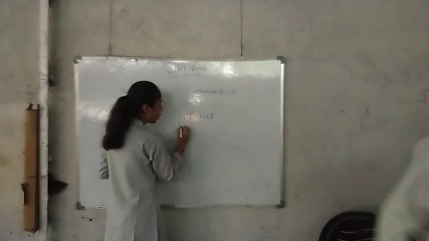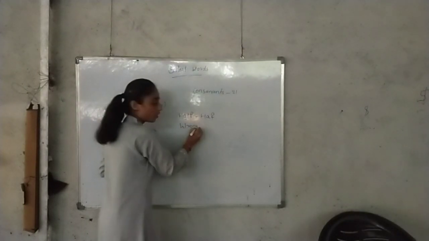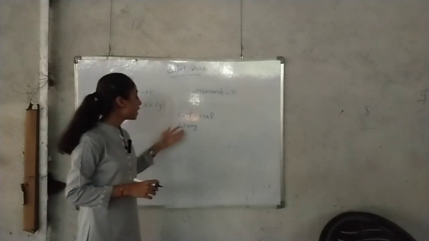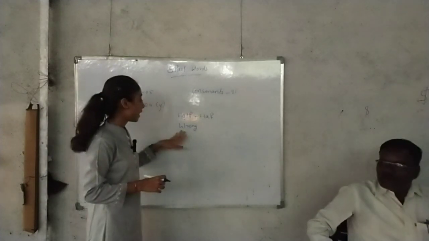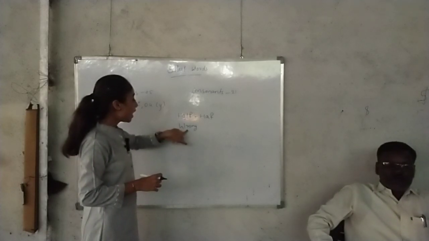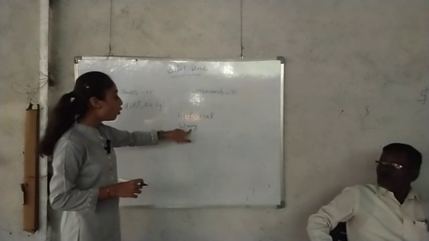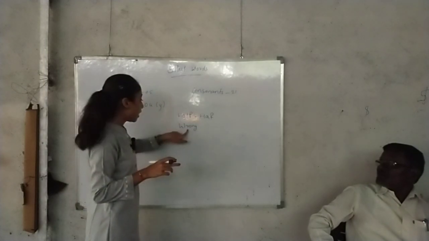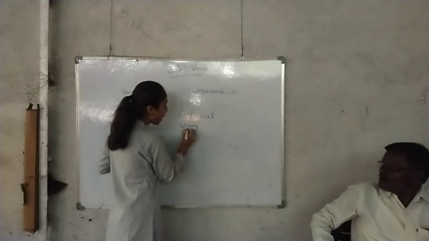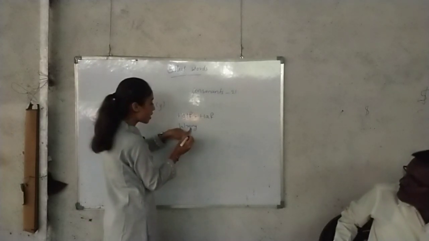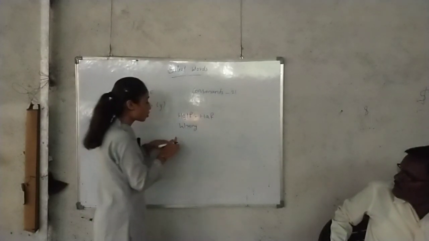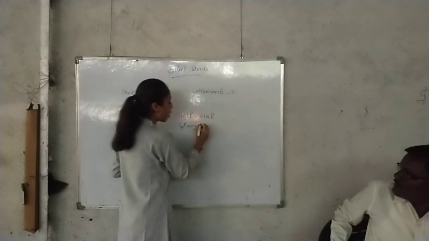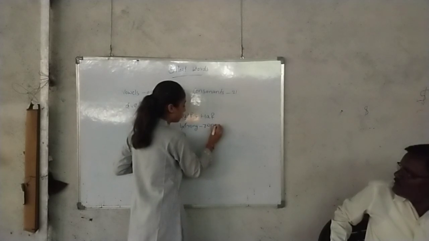Another example, wrong. We say it as wrong, but why? Behind it, there is a reason. See here, W and R are the consonants, and O is a vowel. So one vowel means two consonants must be there. W sound is a low sound, and R sound is a high sound. Therefore, W is silent here. While pronouncing it, it comes as wrong.